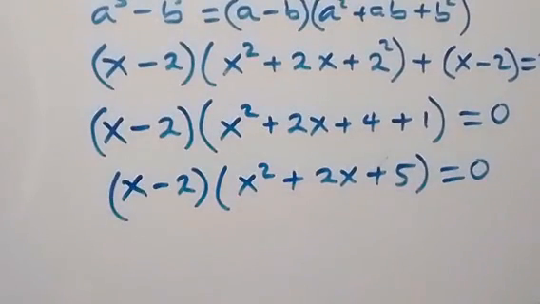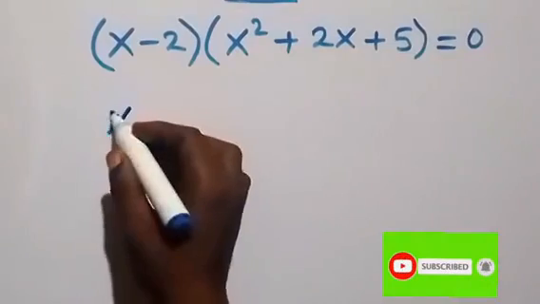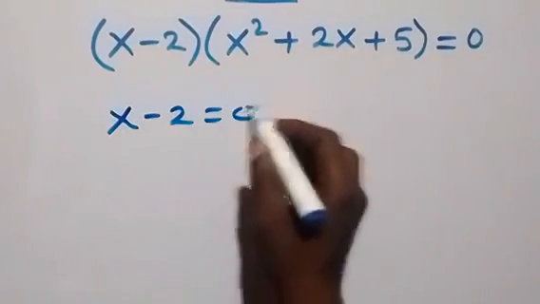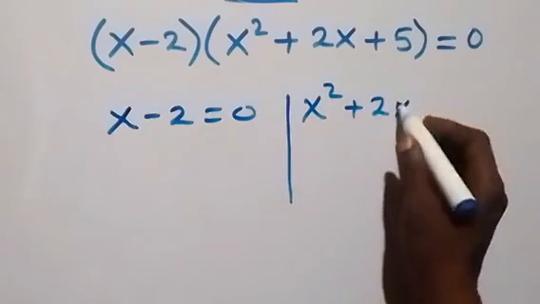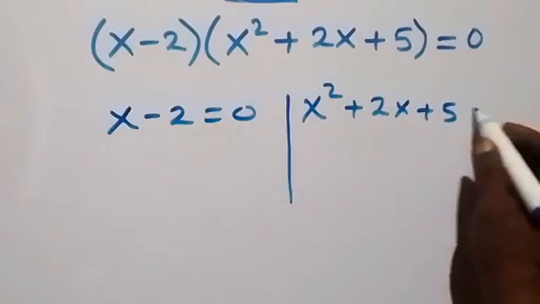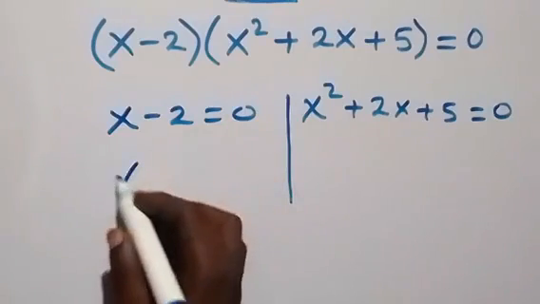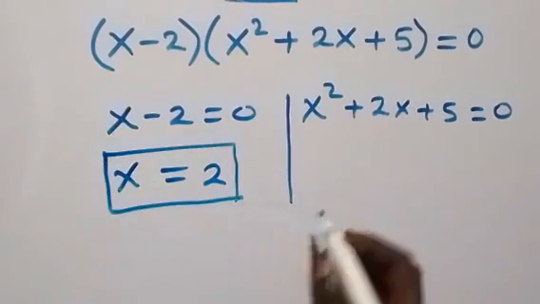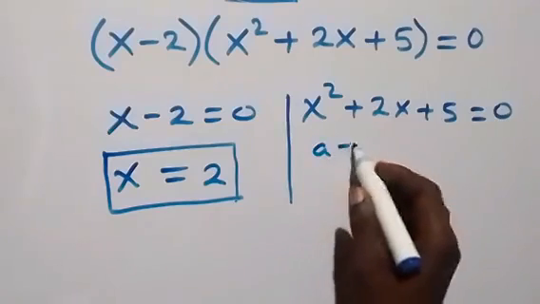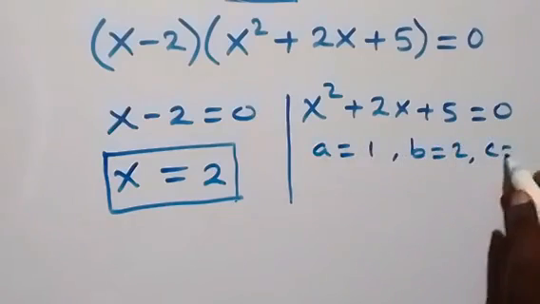Now here we have two possible cases. x minus 2 equals 0, or we have x squared plus 2x plus 5 equals 0. On this side, we take minus 2 there and x equals 2. So we have x equals 2 on this side. Then here, we have a to be 1, b to be 2, and c to be 5.